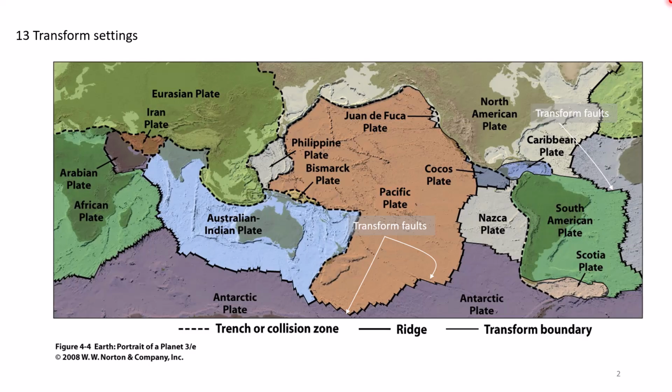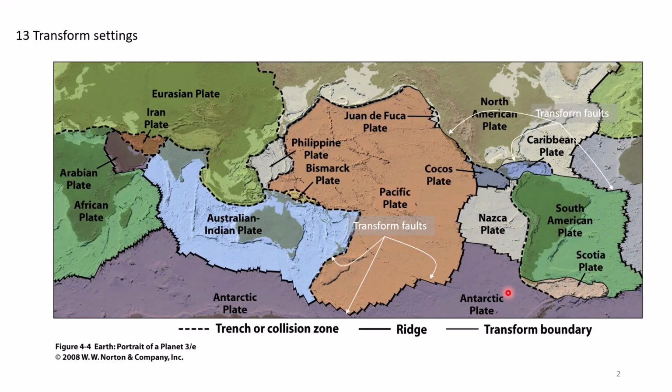When we look at the plate configuration of the Earth, we will find that almost exclusively transform faults are developed in the oceanic lithosphere, wherever we have connections between offset segments of mid-oceanic ridges. We will find transform faults, and they can be hundreds of kilometers long, as we see here in the South Pacific. Also in the Atlantic, there are some sizable transform faults with large offsets of mid-oceanic ridge segments.